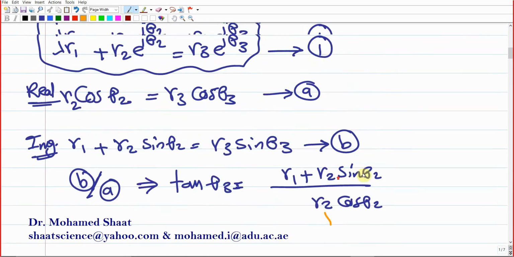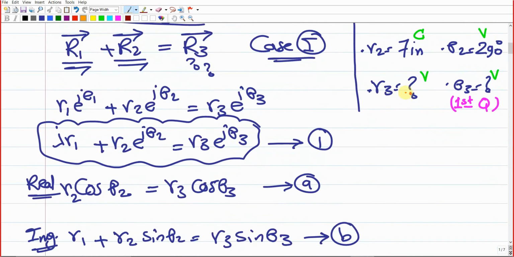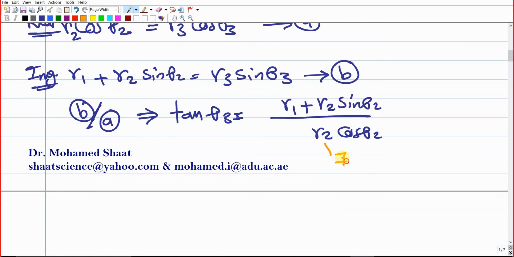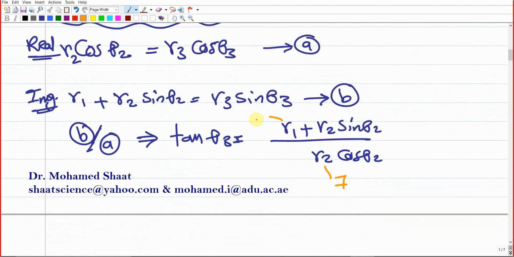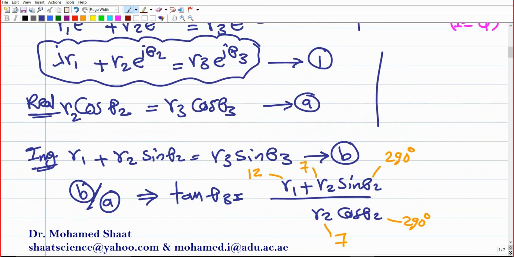So R2 is already given up there as 7 inches. This one is given by R1 as 12. R2 is 7 inches. Theta 2 is already given. We got it as 290. So if we did the calculation, we shall end up with a value for theta 3. Then by substituting into either equation A or B, we're going to end up with R3, right?